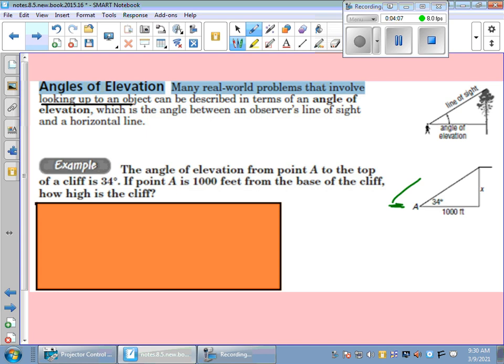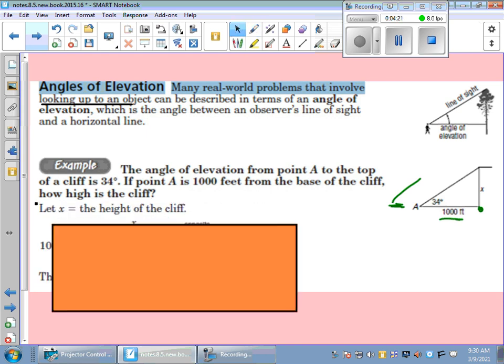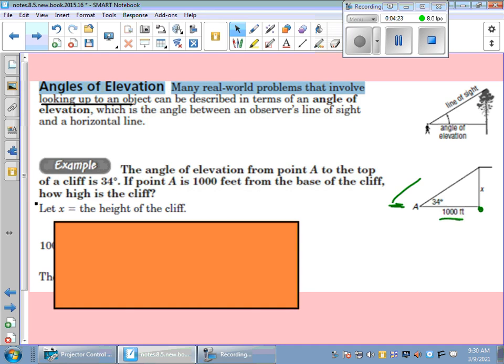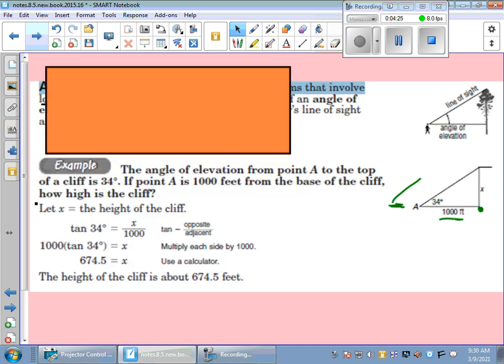If point A is 1,000 feet from the base of the cliff, how high is the cliff? So you're 1,000 feet here, and this is considered the base of the cliff. So again, think about what they give you, think about what they solve. Here it is solved out for you.